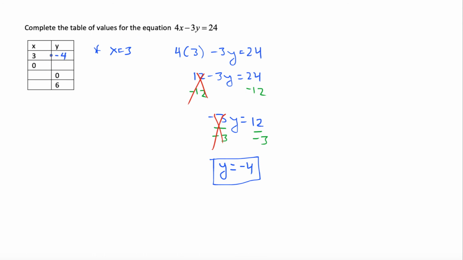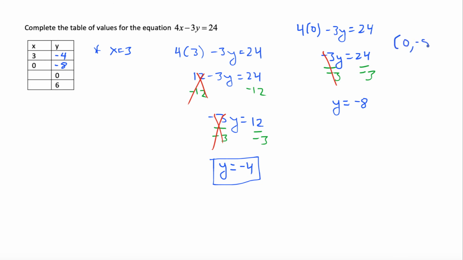So let's go ahead and do the others. When x equals 0, that means we're going to plug in 0 for x and then solve for y. Well, anything times 0 is just 0, so this becomes negative 3y equals 24. Here we're going to divide both sides by negative 3. The negative 3s cancel out on the left, so we are left with just y. And y then is 24 divided by negative 3, which is negative 8. So when x is 0, y is negative 8. Now we could write that as an ordered pair also: 0, negative 8.